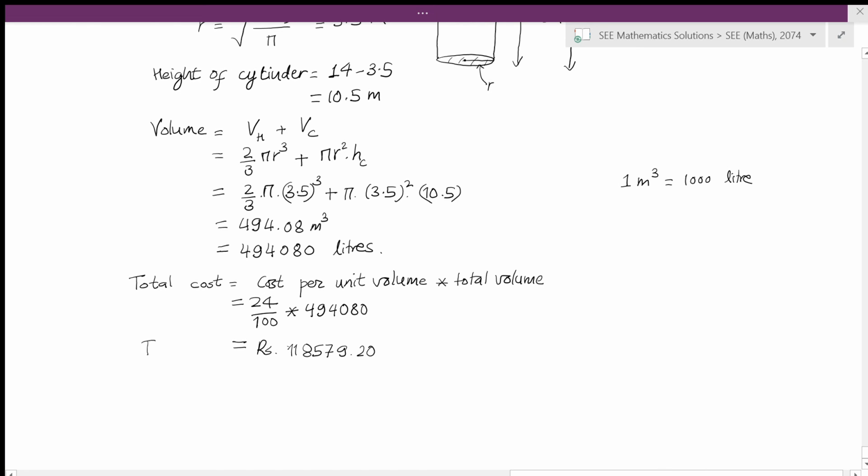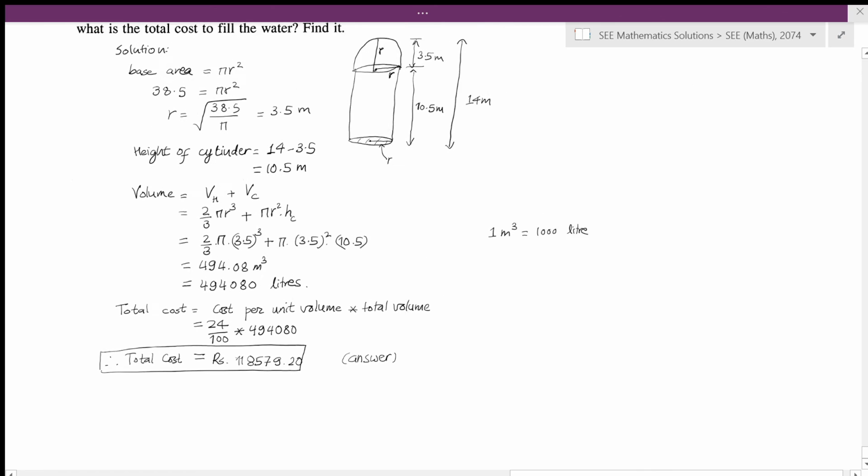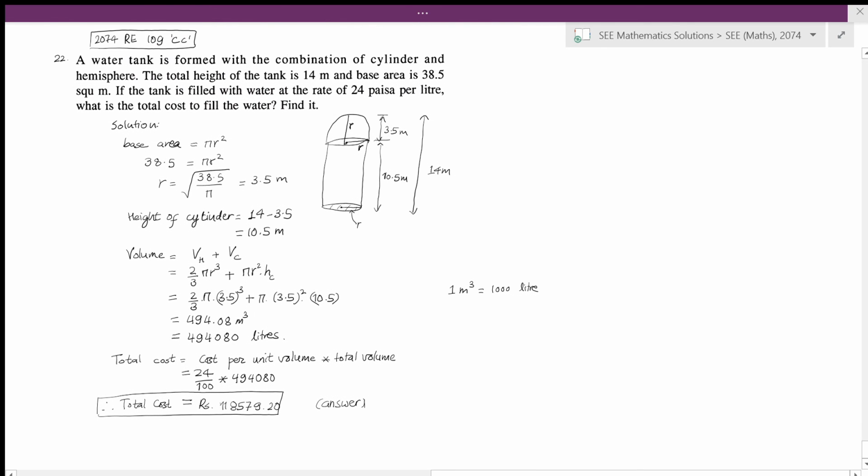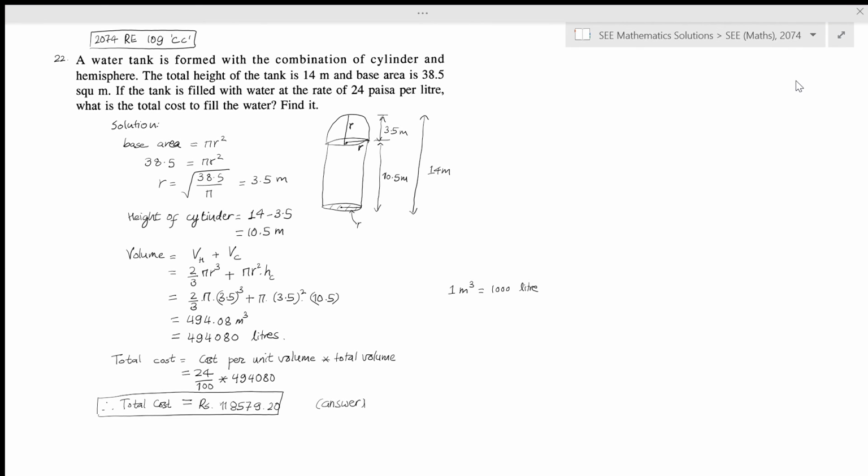So total cost, this is our answer. All right, got it. Let me just make it small and fit it in the same page here. All right, this is our answer. And yeah, that's it. Good luck.